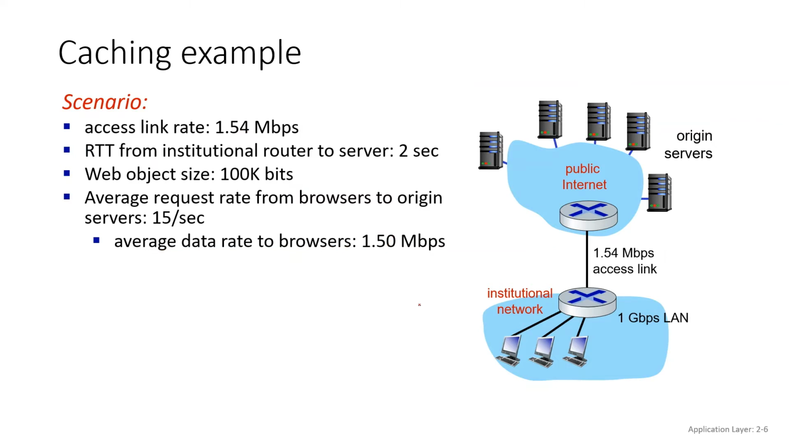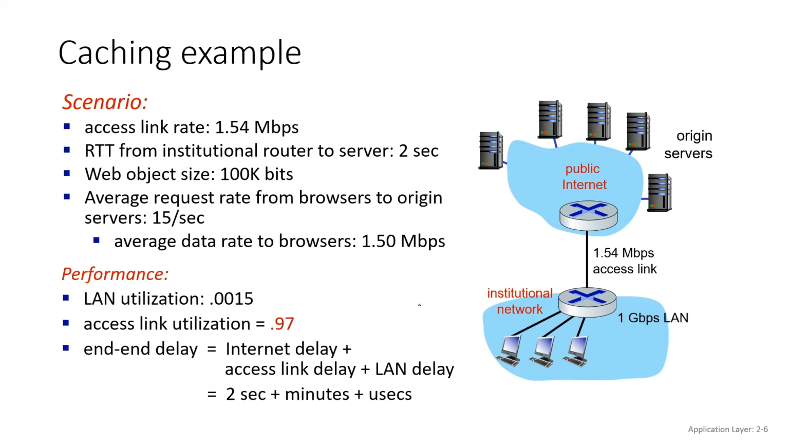Okay, so now we want to calculate some performances. So we have the LAN utilization. In this instance, we will speak about percentages. And we have the end-to-end delay. Remember from our previous lectures that the delay is made up of a lot of things. In this instance, we'll be having the internet delay, the access delay, and the LAN delay. The internet delay and the access link delay are outside, and the LAN delay is within your network, your local access network.